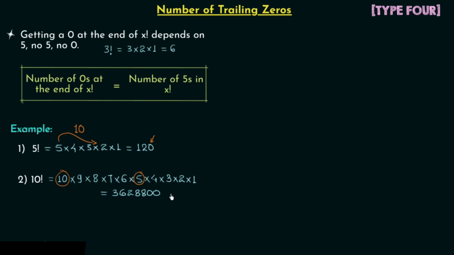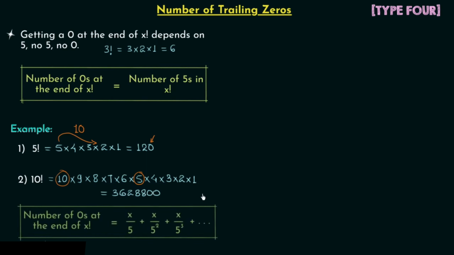Now we can observe one issue in this method. For 10 factorial, we have this long expansion. What if we have bigger factorial? In that case, this method will become too prone to errors. So instead of finding the number of zeros at the end following this method, we will use this formula. We don't have to worry about the derivation of this formula. We can directly use it to find the number of zeros at the end of x factorial.